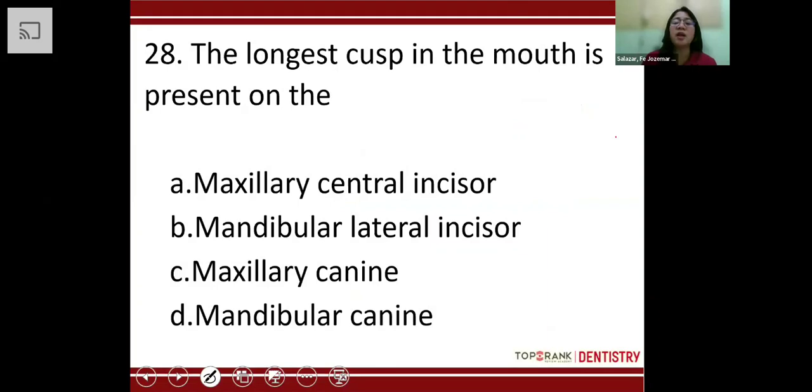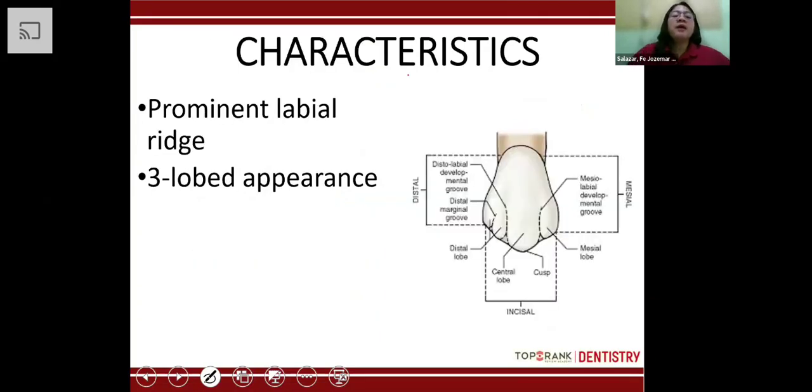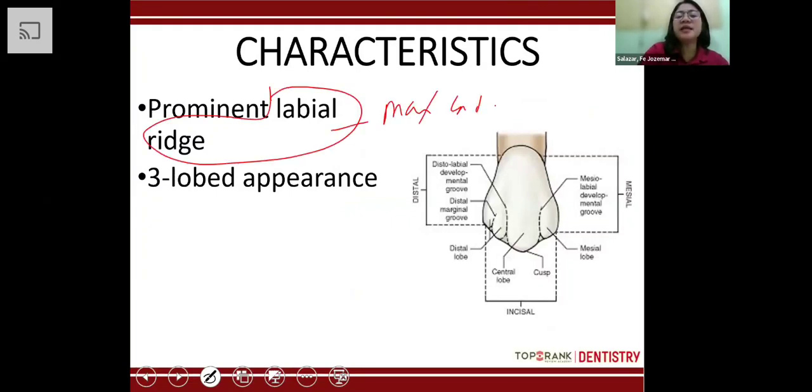Number 28, the longest cusp in the mouth is present on the... kasi kung minsan kung hindi nyo to alam, pag cusp, ang maiisip nyo agad yung molars, diba? But the longest cusp is present on the maxillary canine. Very good. Prominent labial ridge. Again, labial ridge is seen only on maxillary canines, and it's more prominent on the maxillary than mandibular.